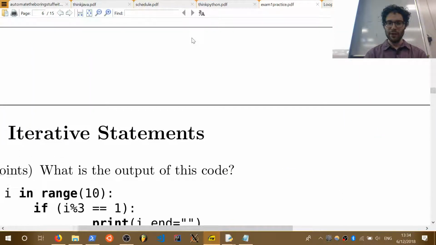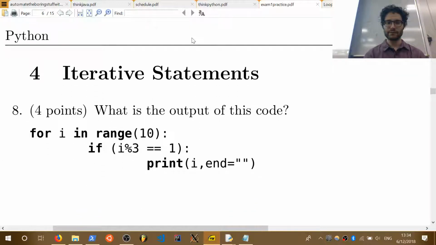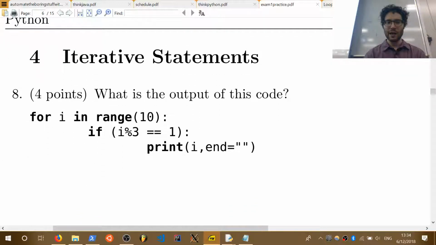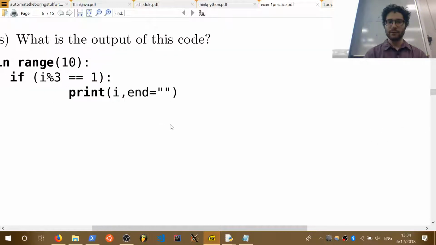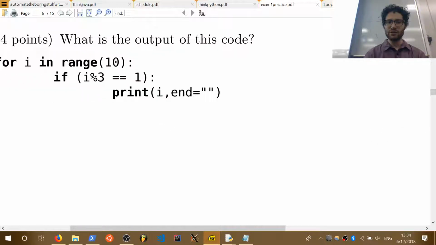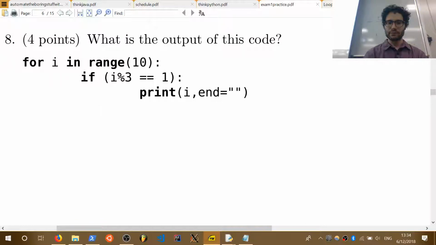All right, so what is the output of this code? For i in range 10, if i mod 3 is equal to 1, print i with end. Putting the end here means it's an optional argument that says, instead of doing a new line, let's not put anything in between all this output. I put an answer area right over here for you. So for i in range 0 through 10, if i mod 3 is equal to 1, let's go through these. What are the values for i?